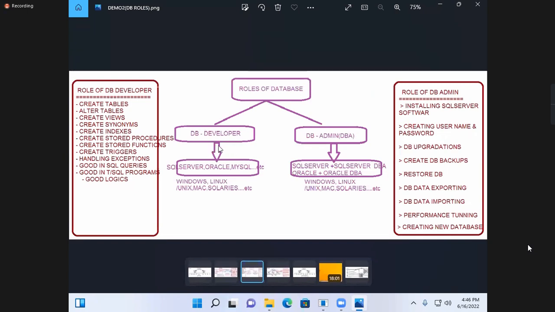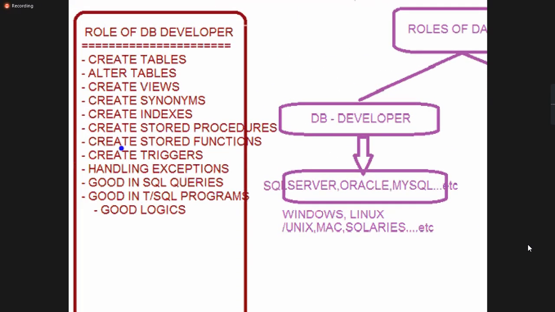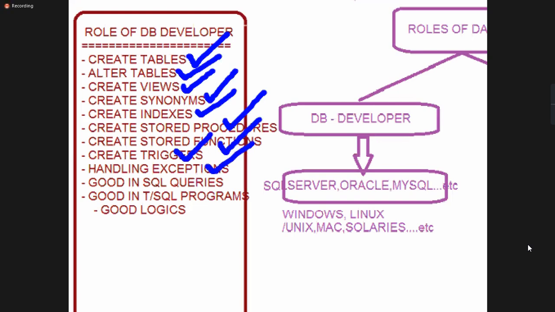Okay, so suppose you are selected as a database developer in a particular company, what kind of activities can you do and what are your roles and responsibilities? Suppose you are a database developer. Your role is to design and create tables and modify tables as per client requirements, creating views, interfaces, synonyms, indexes, stored procedures, stored functions, triggers, and handling exceptions, because you are a developer.